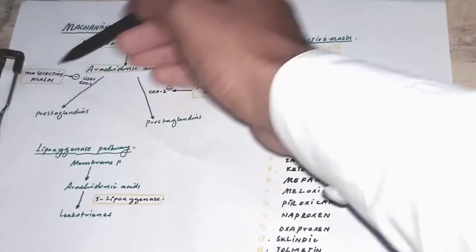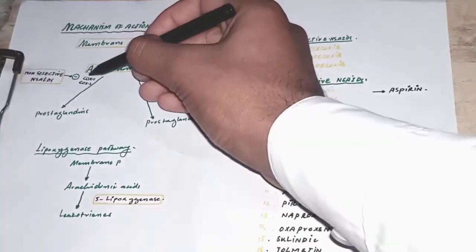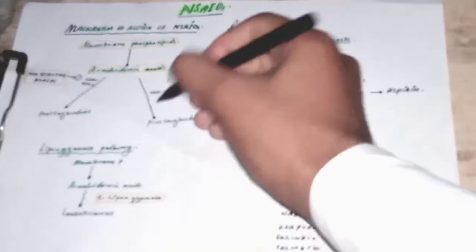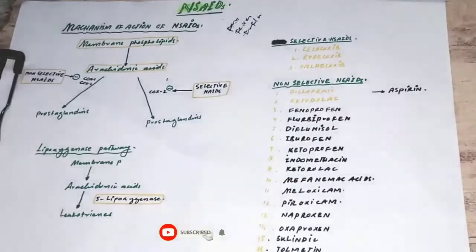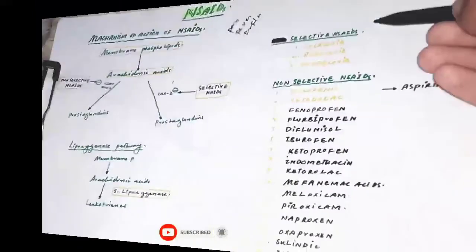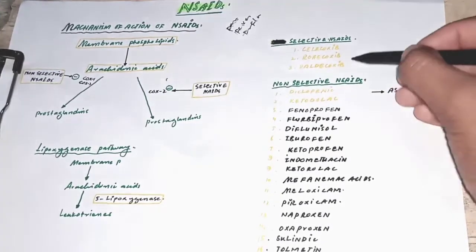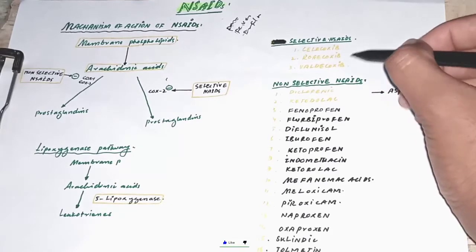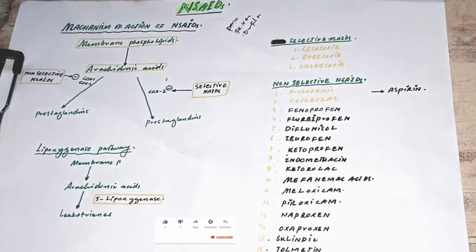So to inhibit cyclooxygenase 1 and 2, there are two groups of NSAID. The first is the non-selective NSAID, the second is the selective NSAID. The non-selective NSAIDs inhibit both COX-1 and COX-2, and the selective NSAIDs inhibit only COX-2, which is expressed during the pathological condition, while COX-1 is expressed during the normal physiological state. The selective NSAIDs are celecoxib, rofecoxib and valdecoxib. Celecoxib is used nowadays, and rofecoxib and valdecoxib have been withdrawn from the market.